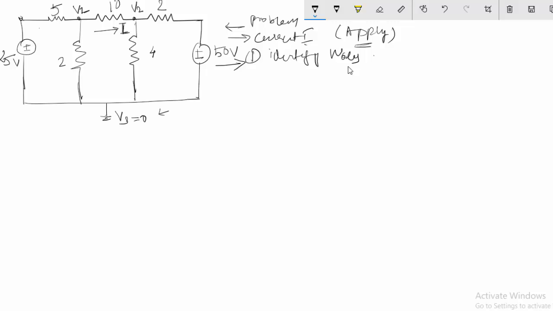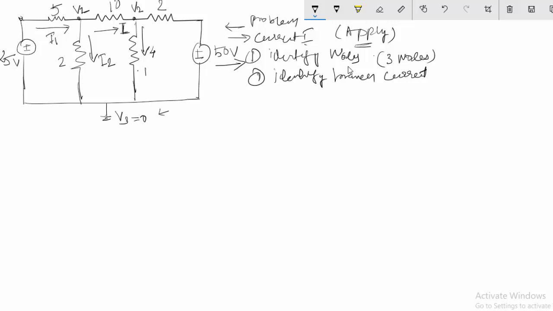So I have identified 3 nodes in this case, and the second step is to identify the branch currents. I'm saying that this current is I1, the current flowing through this branch is I2, this current is I3, and this current is I4. So in the second step, I have identified the branch currents.